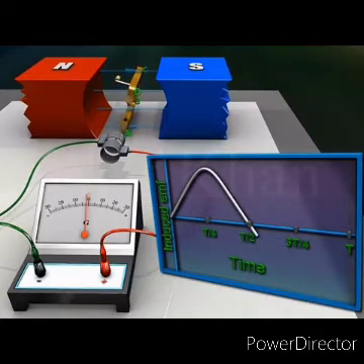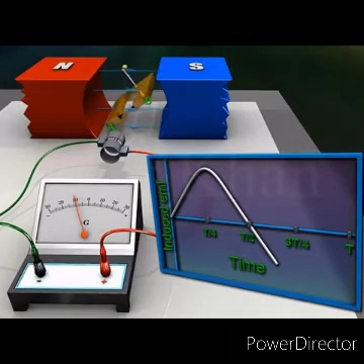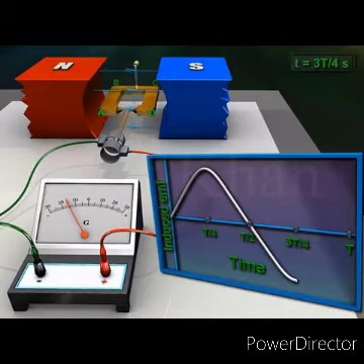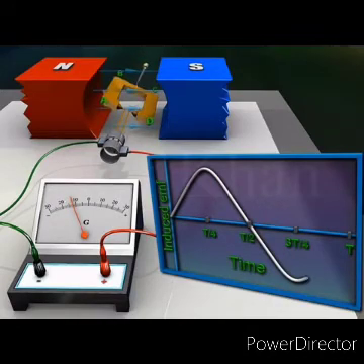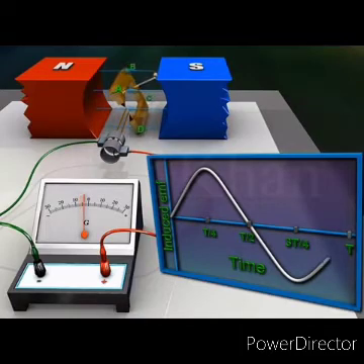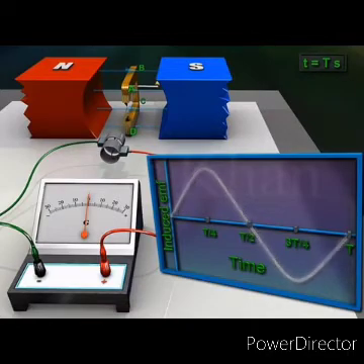During the third quarter rotation, the induced EMF increases but has an opposite polarity as compared to that of the first half rotation. At time 3t/4 seconds, the induced EMF attains its maximum negative value. During the fourth quarter rotation, the induced EMF decreases and becomes zero momentarily at time t seconds, as the armature is vertical once again. So the magnitude of the induced EMF is sinusoidal.